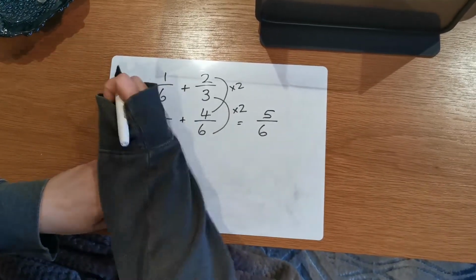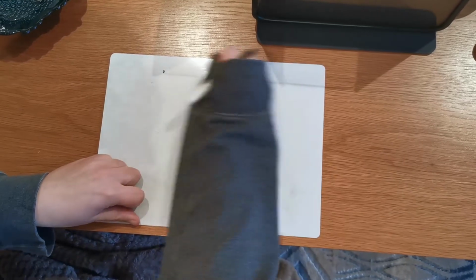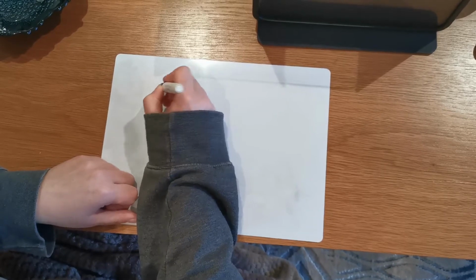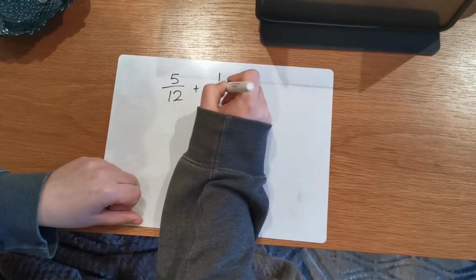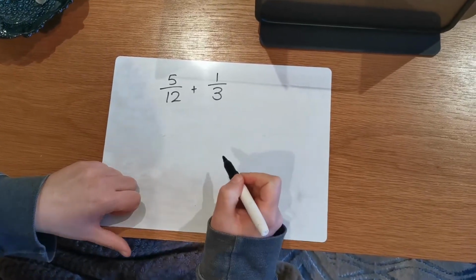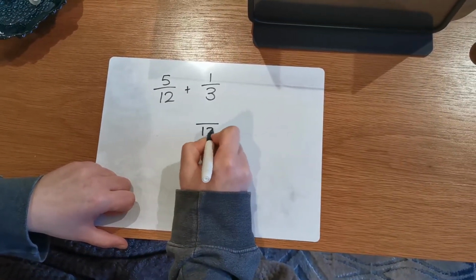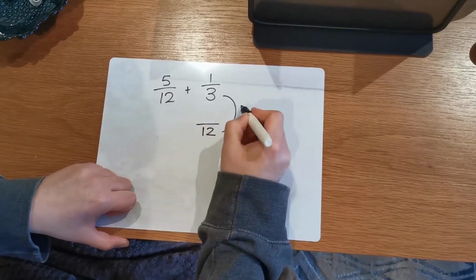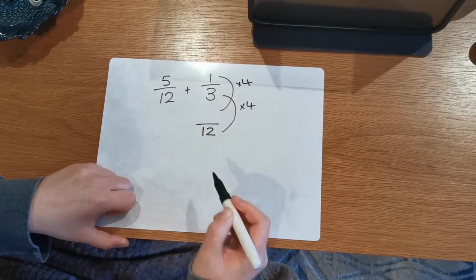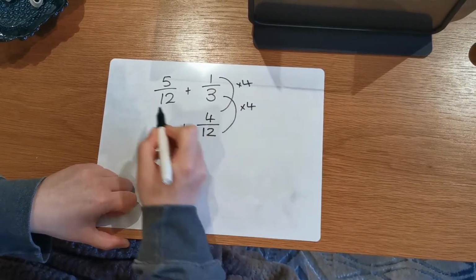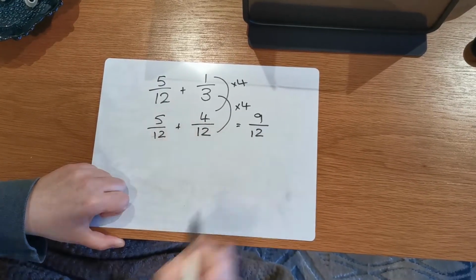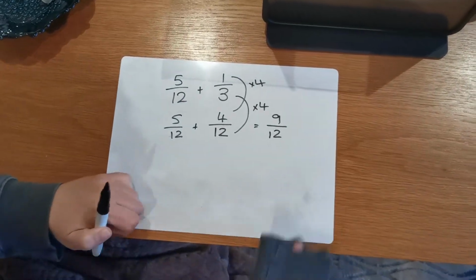I just want to do one more of those that's slightly different. So for example, I could have 5/12 add 1/3. This time I'm not multiplying by 2, but 3 is a factor of 12. So I just need to change the thirds into 12ths. I'm timesing by 4. So I have to times the numerator by 4. So it would become 4/12. 5/12 stays the same. Would be 9/12. Okay? Right, let's step it up a little bit further now.